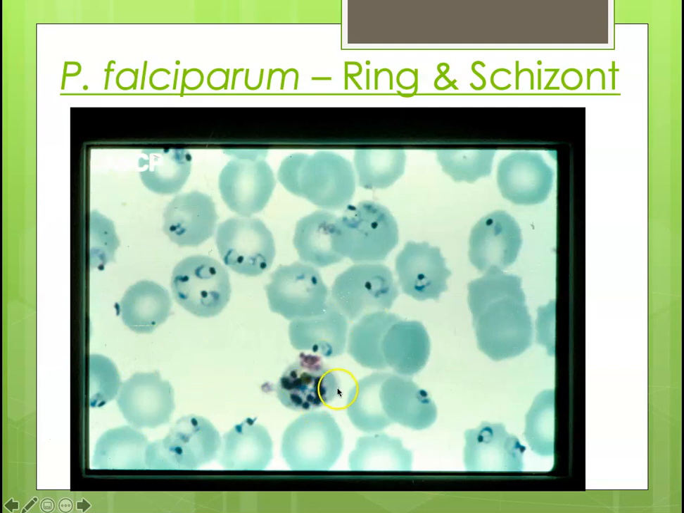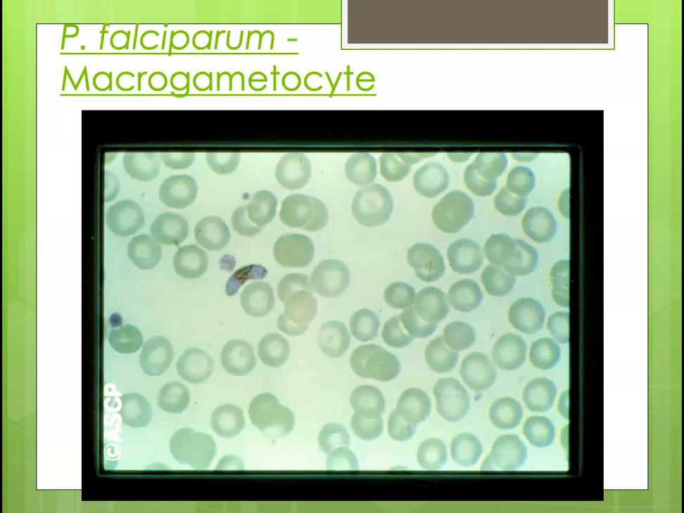And I see mature schizonts with the merozoites developed. Here is your banana-shaped or crescent-shaped gametocyte. Now you won't need to differentiate macrogametocyte versus microgametocyte, but if you saw this picture, you need to identify this as the gametocyte of Plasmodium falciparum.